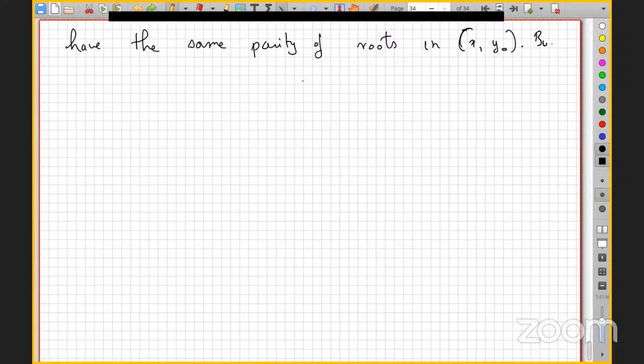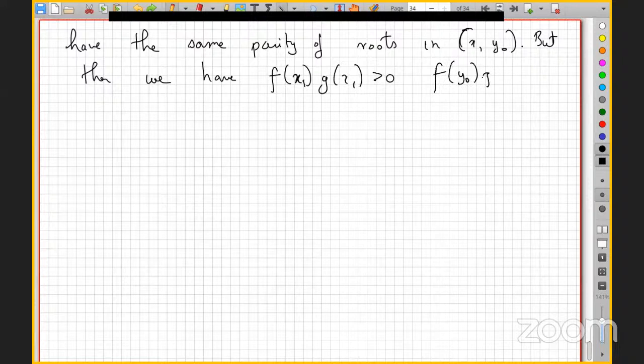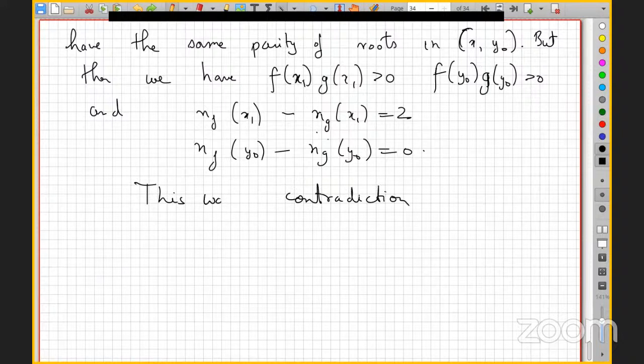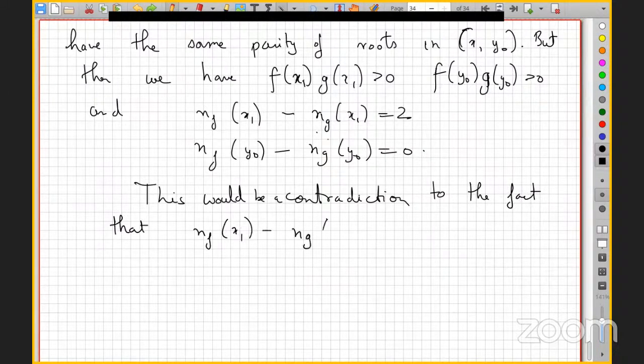That's a contradiction because, but then what do we have? Then we have f(x1) and g(x1) with the same sign. So this is positive. We have by construction f(y0) g(y0) positive, and nf(x1) minus ng(x1) equal to 2, and nf(y0) minus ng(y0) equal to 0. And this is a contradiction to the lemma we proved. Yeah, the main lemma, the fact that nf(x1) minus ng(x1) is equal to nf(y0) minus ng(y0) under these conditions.